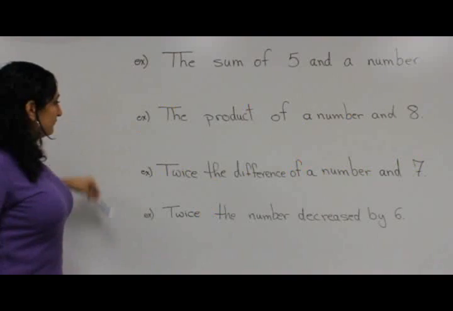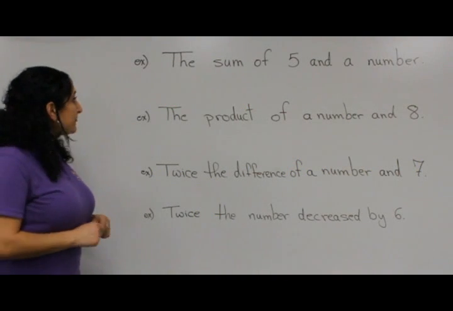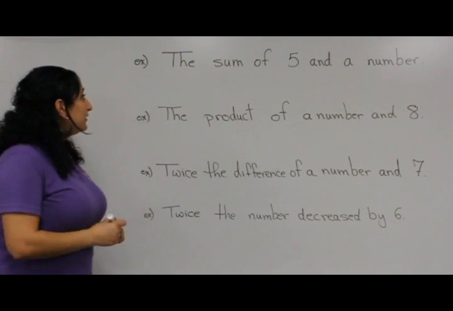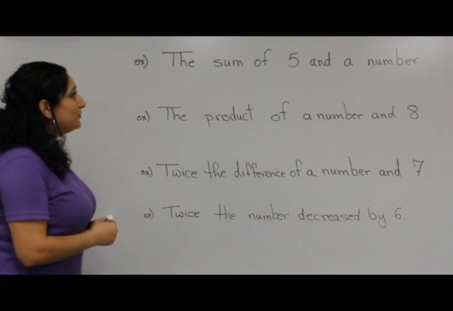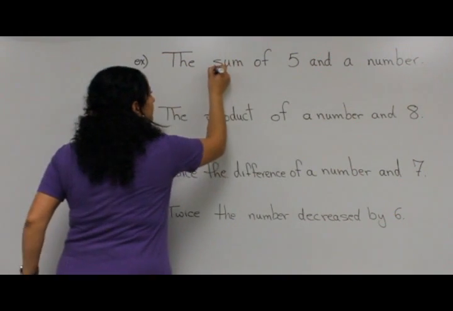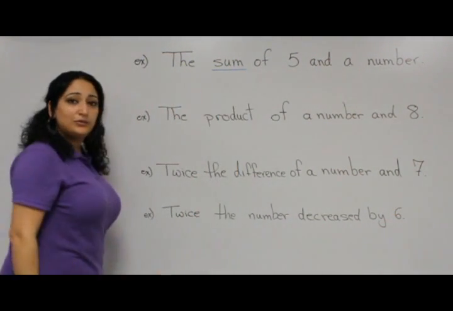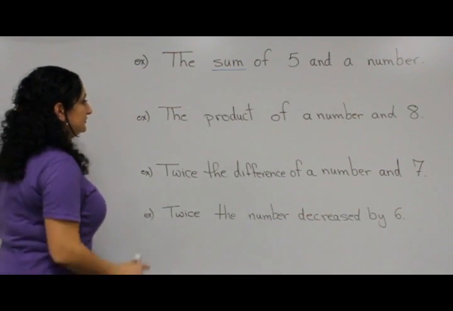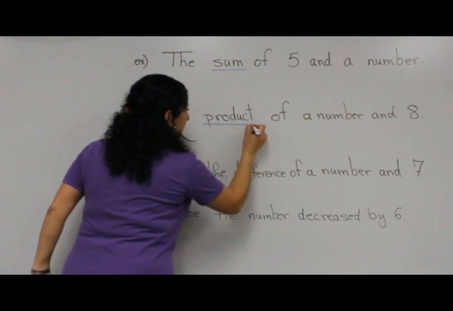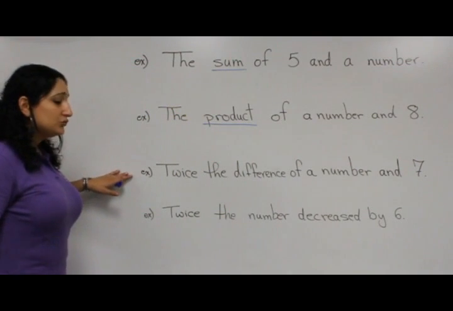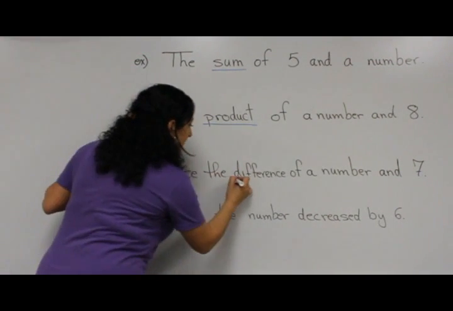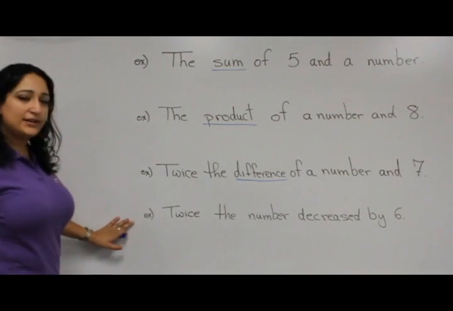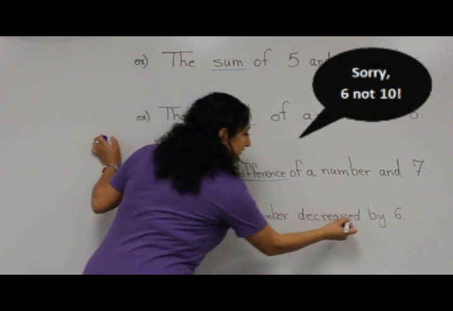I listed 4 examples here on the board, and let's first underline the main keywords. Starting with the first one, the sum of 5 and a number. So here's one of our main keywords. The product of a number and 8. There's another keyword. Twice the difference of a number and 7. And the last one, twice the number decreased by 10.